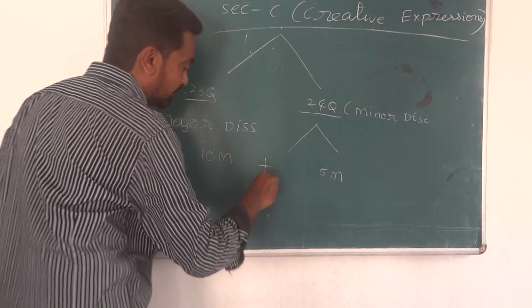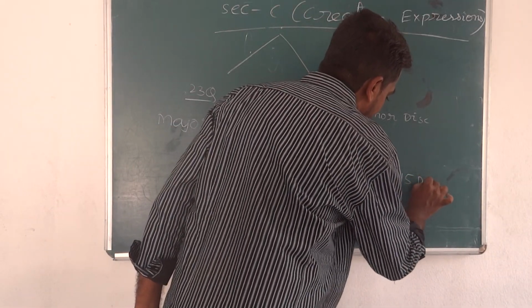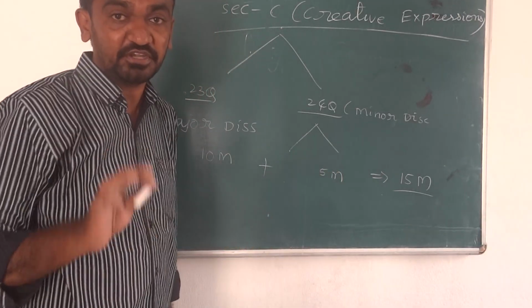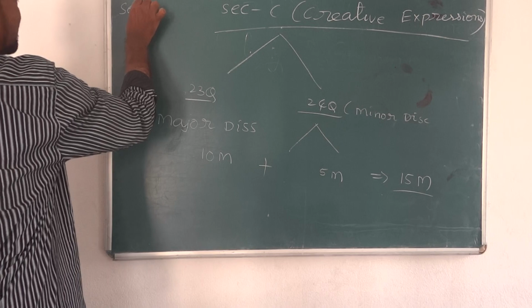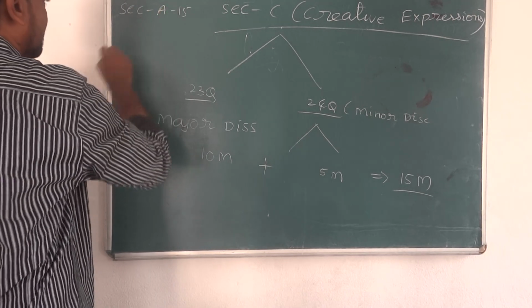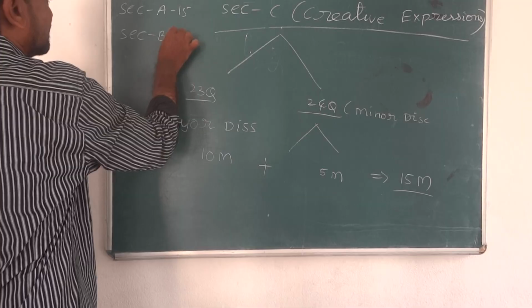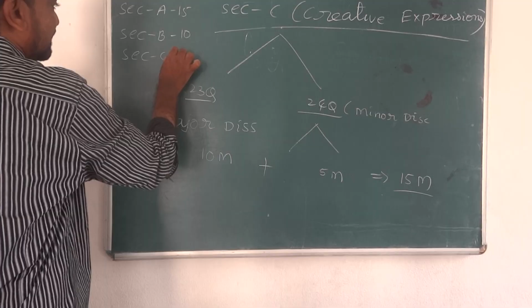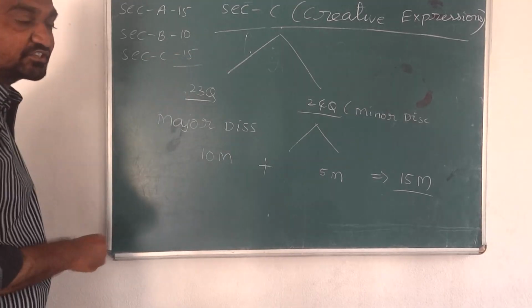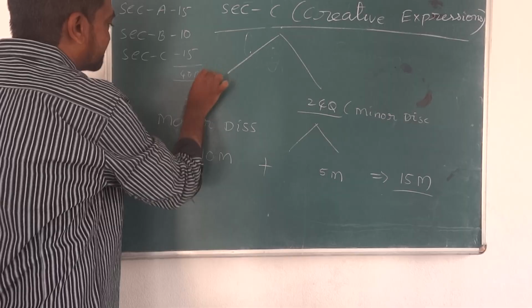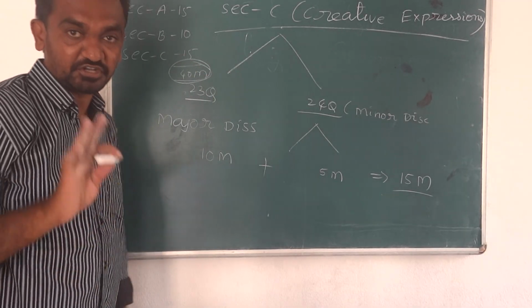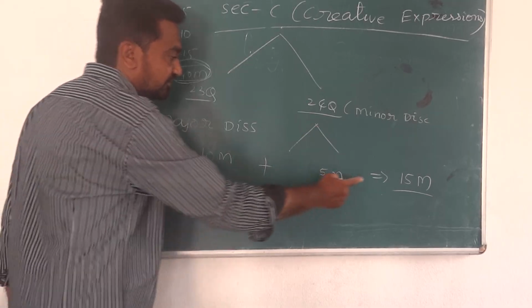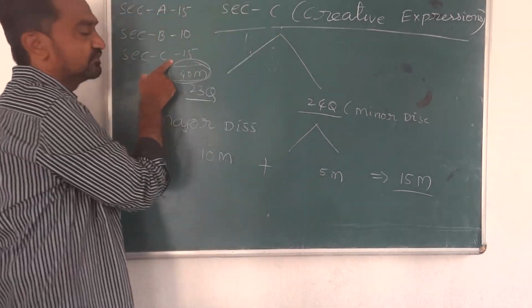Total 15 marks: section C, creative expression, carries 15 marks. You see, section A 15, section B 10, and section C carries 15. Total 40 marks. Paper 1 is a 40 marks paper. Major discourses 10 marks, minor discourses 5 marks, total 15 marks in section C.